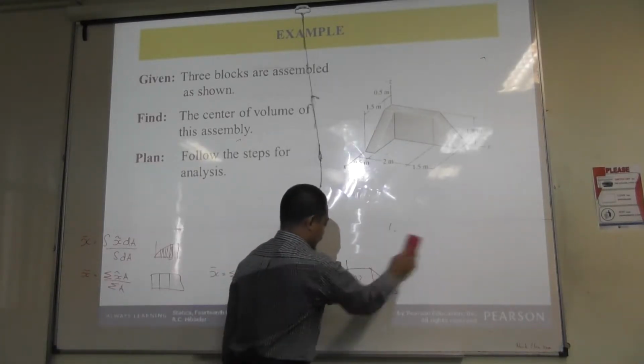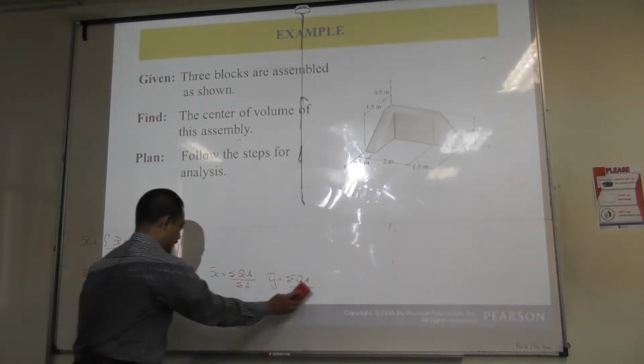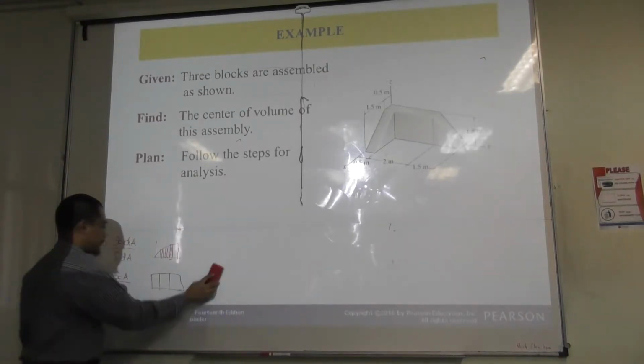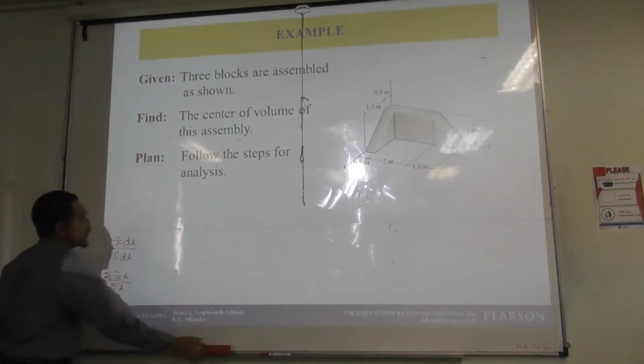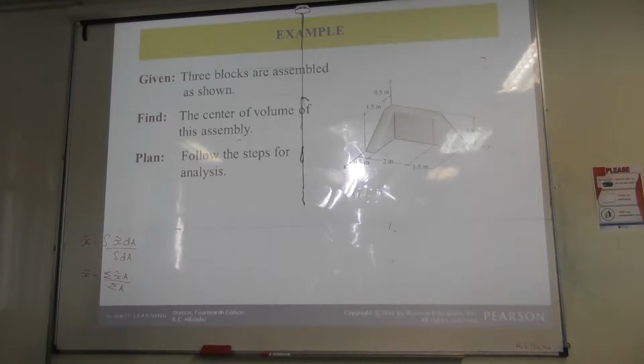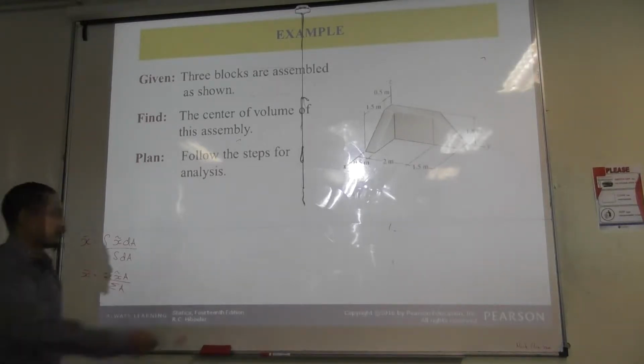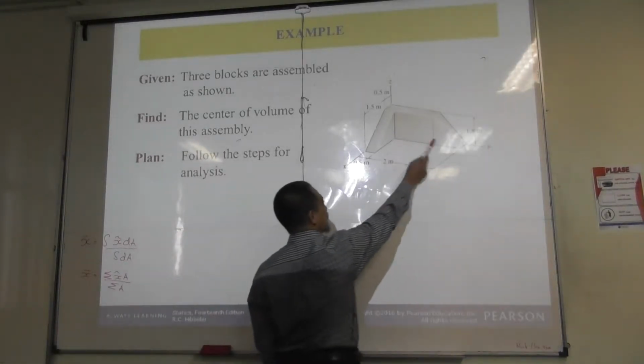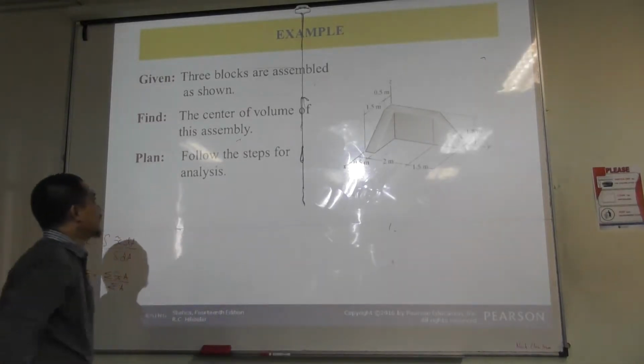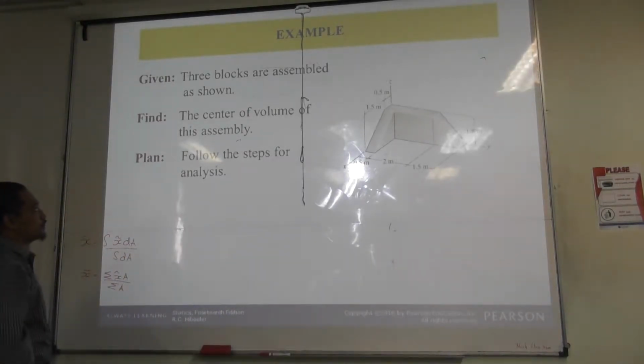So let's try this one. This one is a 3D example, right? So meaning it will be based on volume. So we have 3 blocks. It is already divided into 3 blocks. 1, 2, 3. You can see. And then we need to find the center of volume for this assembly, right? So meaning this aspect of volume.